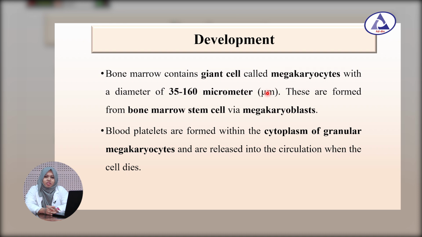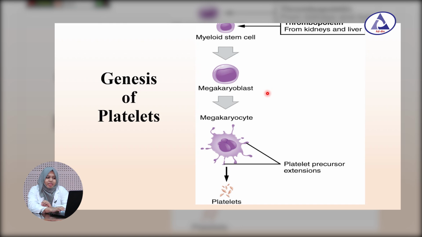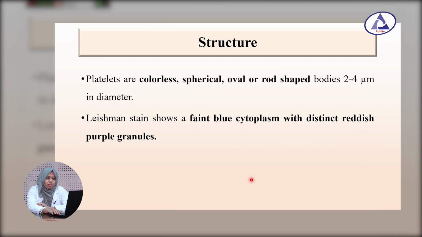The development of the platelets. The platelets arise from the bone marrow megakaryocyte giant cell. These megakaryocytes are actually 35 to 160 micrometer diameter cells, and these arise from the bone marrow stem cell, which is actually called the megakaryoblast. The platelets are formed from the megakaryoblast, which gives rise to megakaryocytes. And from the megakaryocyte, the platelet precursor extensions are formed, and from them the platelets are released into the blood.